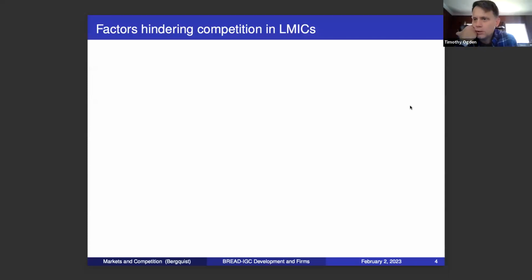Access to capital for startups. Yeah, access to capital, right? So there are potential entrants who might want to enter into the industry, but can't because of the typical credit constraints that we think about in developing countries. That might limit the number of entrants into a market and thereby limit competition.